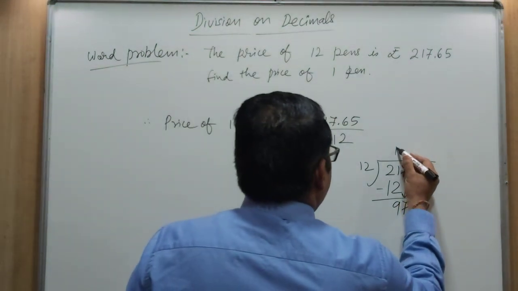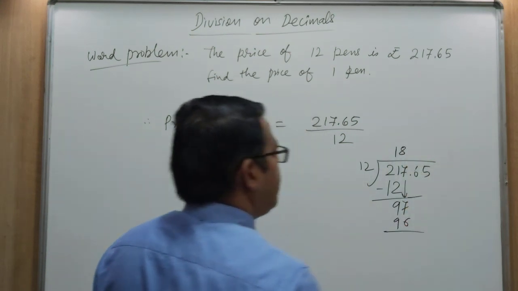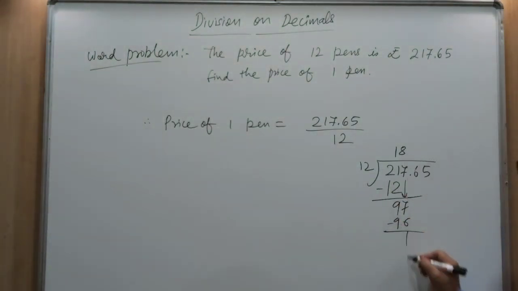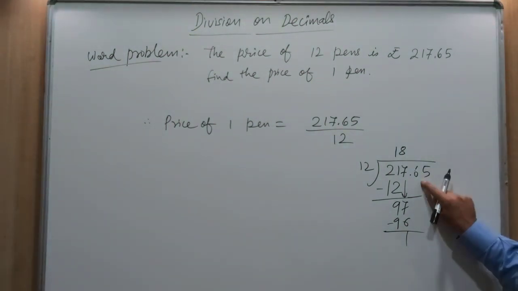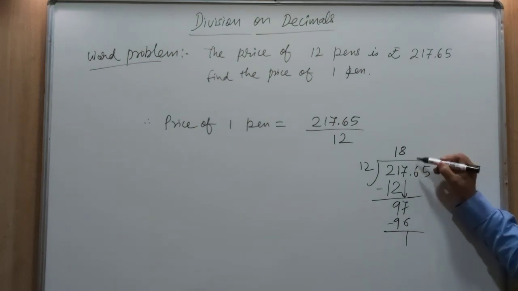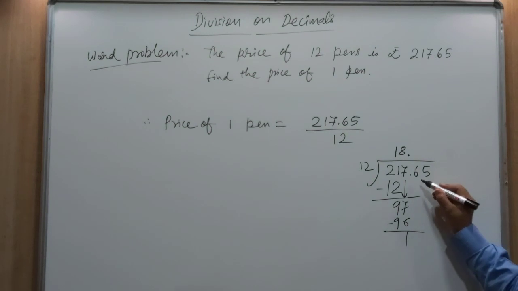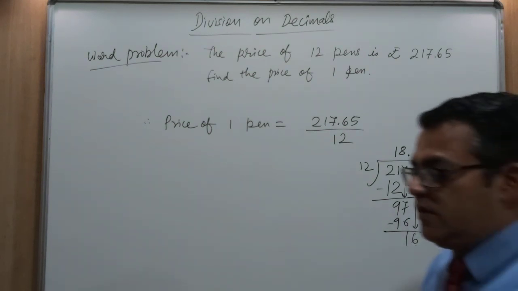So 8 times. 12 8s are, we know that it is 96. So after subtraction 1 we have. Now the rule says that we have to shift next digit. But before next digit decimal point is there. So no need to worry, just shift this decimal point here, right here also. And place this 6 downside, next digit.